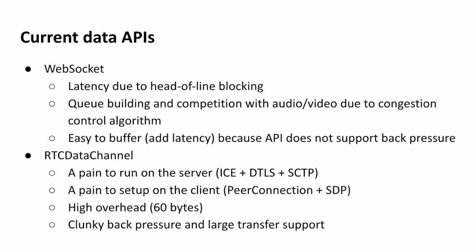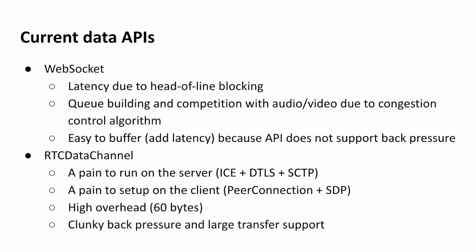That is, you've got to get a stack that runs ICE and DTLS and SCTP, and it's very difficult to run in production. It's also a pain to set up on the client today because you have to do SDP negotiation even if all you want to do is set up a data channel and transfer some data. The overhead of SCTP plus DTLS plus UDP is pretty high. It's 60 bytes per packet, and that's a lot, particularly in situations where you only want to send a small amount of data, such as in a game.